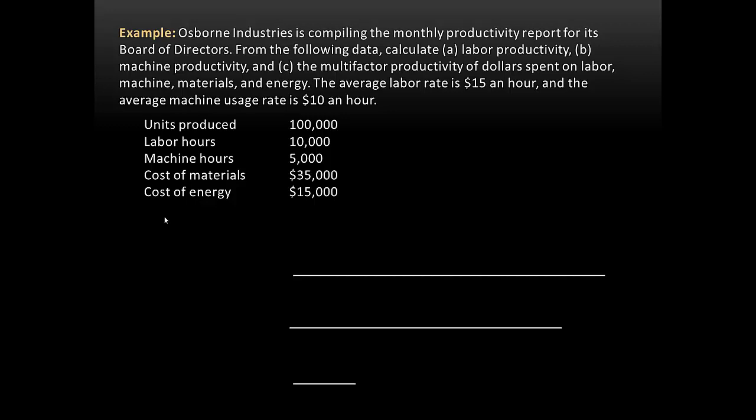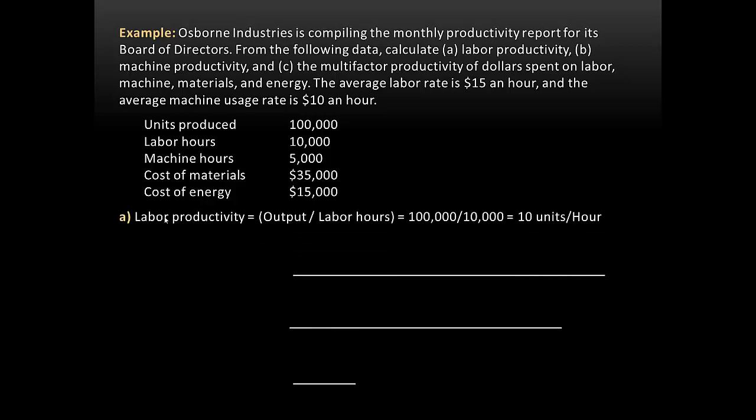The average labor rate is $15 per hour, and the average machine usage rate is $10 per hour. The total units produced here is 100,000. Labor hours used to produce them is 10,000 hours. Machine hours used to produce them is 5,000. Materials that go into producing those units cost $35,000, and energy that goes in as input to produce those units costs $15,000.